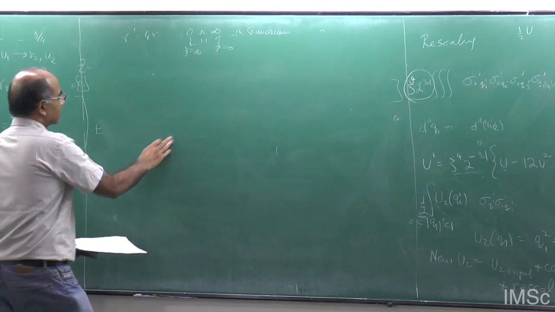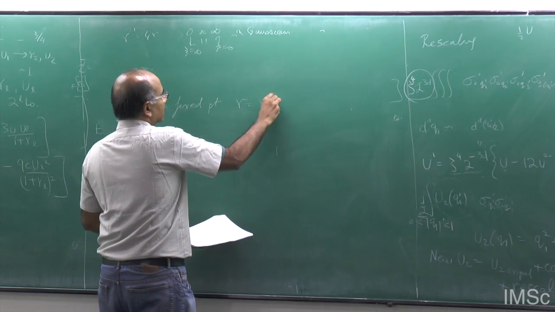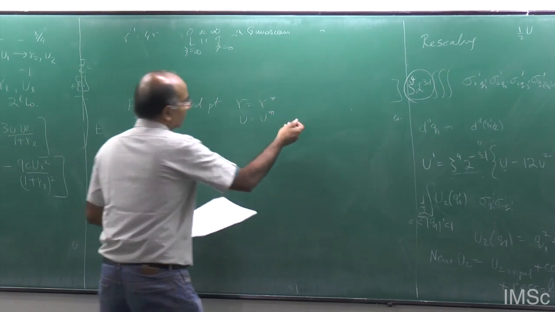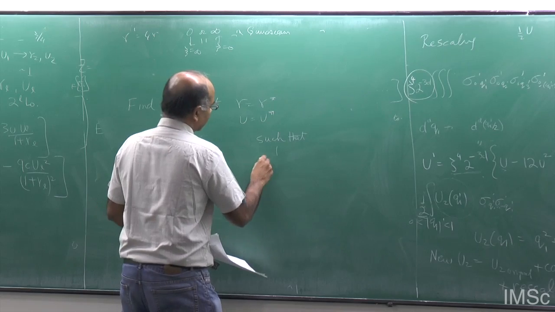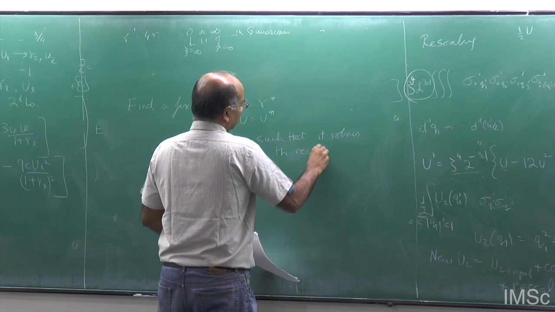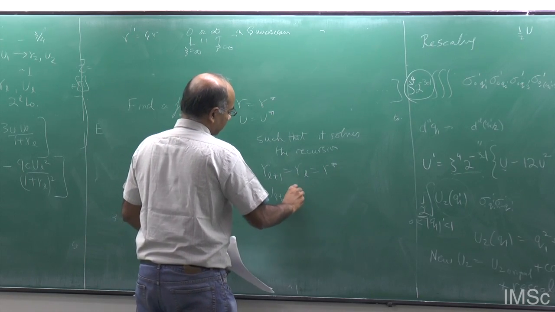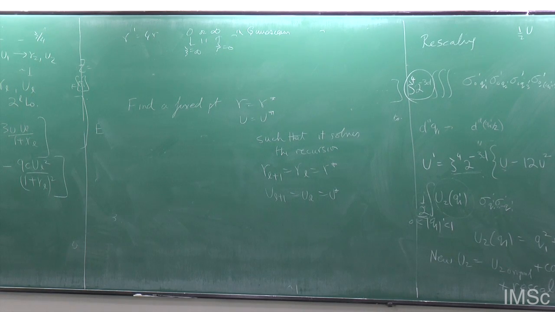Okay. So we expect to find a fixed point r equals r star, u equals u star, such that this recursion solves, that means r L plus 1 equals r L equals r star, u L plus 1 equals u L equals u star. You have to solve that. And it might happen that your solution happens when u is a very large number.